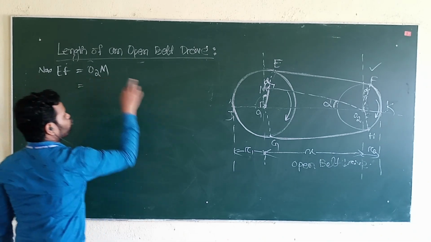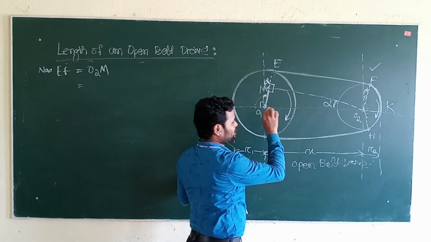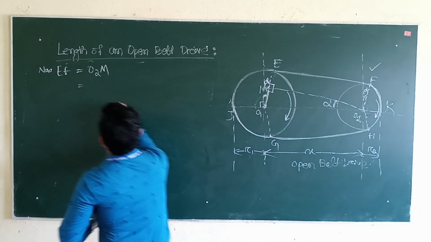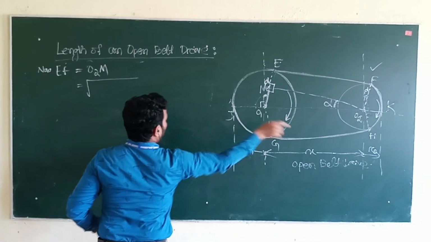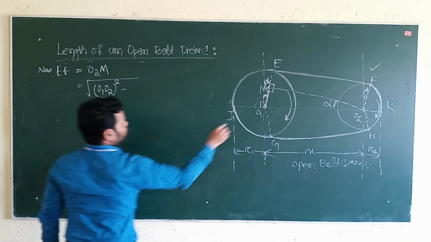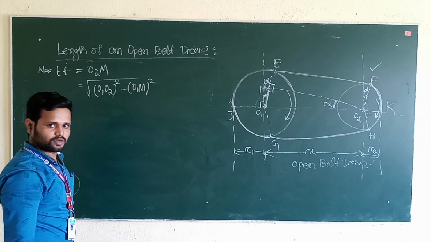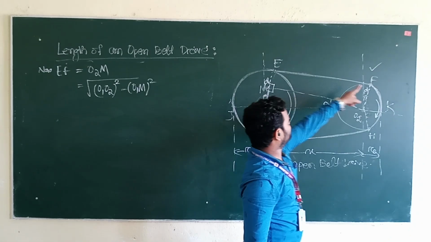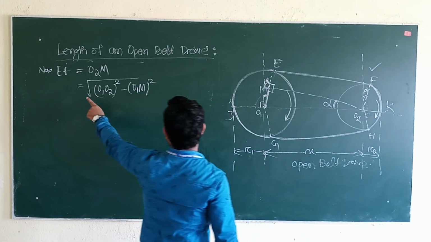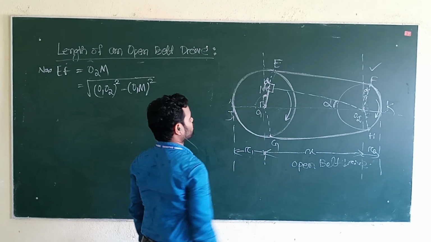So, what is O2M? This is a right angle triangle. From the right angle triangle, O2M equal to root over under O1O2 square minus O1M square. So EF is parallel to O2M, and the value of O2M equal to root over under O1O2 square minus O1M square.